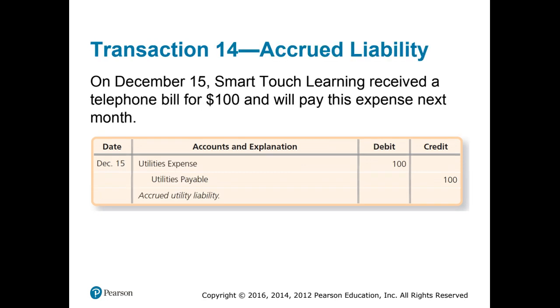On December 5th, Smart Touch Learning received a telephone bill for $100, and we're going to pay this next month. So we have the expense of the telephone bill, utilities expense, we're going to debit by $100 because we received the bill for it. It's being expensed, but we're not paying it yet. We're going to wait and pay it later. So we're also going to have to increase our utilities payable account. It's a payable, so it's a liability. We owe it. So to increase liabilities, we increase those with a credit. So credit $100, we have an accrued utility liability.